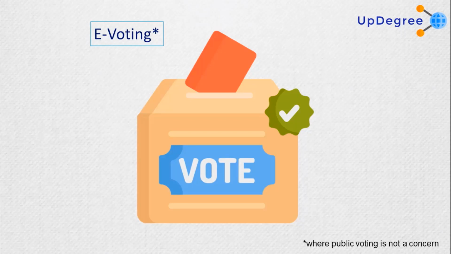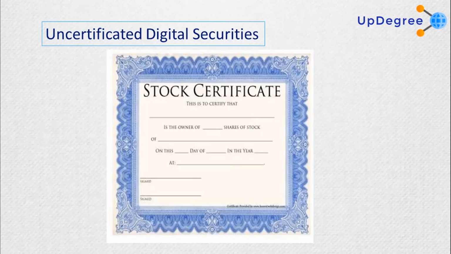So the first use case is e-voting. For example, if there's a company listed on any of the stock exchanges and there needs to be a change in the management or the board, it requires the approval of the general body meeting or the investors. All you need to do is an e-voting mechanism through a smart contract, where public voting is really not a concern. Then you have stock certificates, which just come as a smart contract. This is another example.